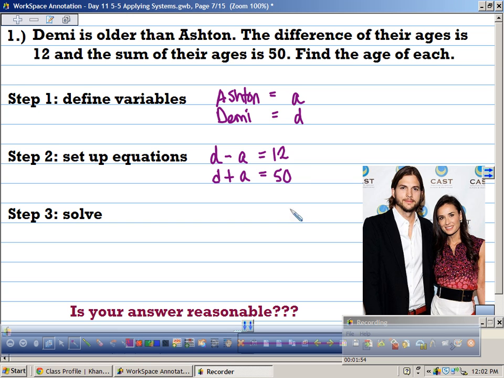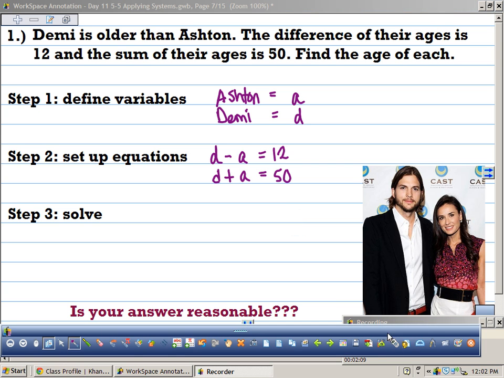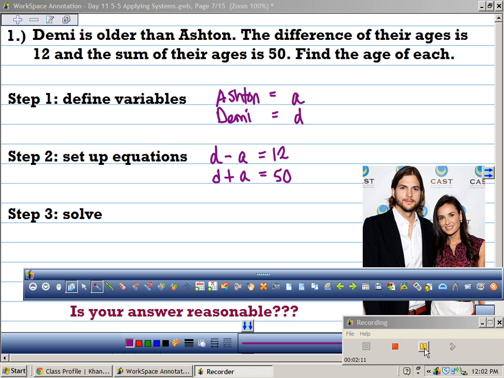All right, so now I have a system of equations. It's what we've been doing for a couple weeks now, right? Hold on. Everybody write it down really quick.